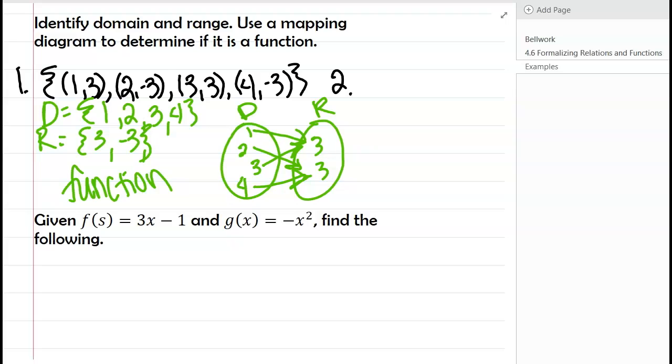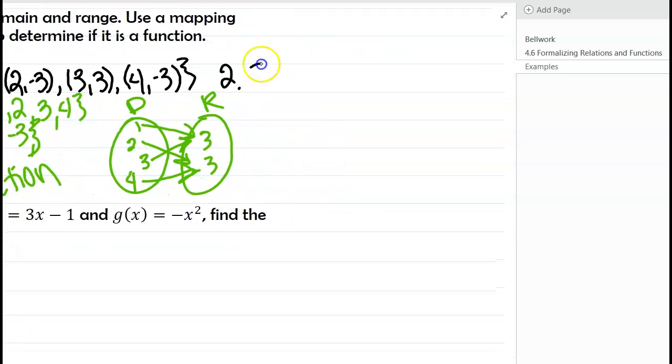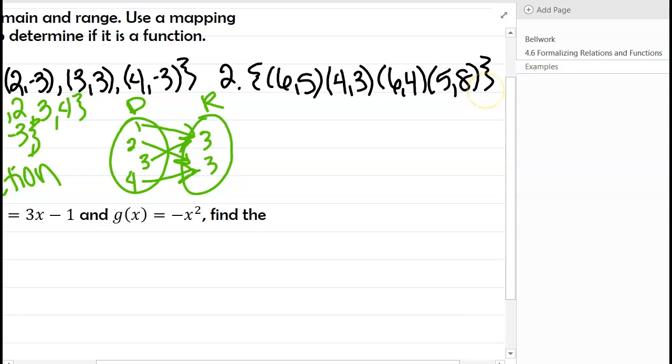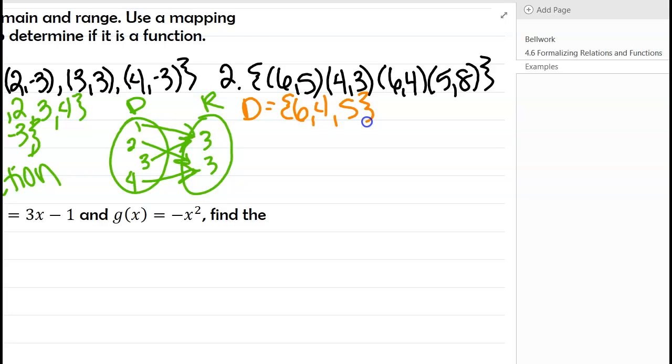Okay, number 2. Let's try another one of these. Number 2 says 6, 5, 4, 3, 6, 4, 5, 8. So, going to do the same thing. Want to identify the domain and the range. Remember, the domain are the things that are going into your rule. What is something that's going into this rule? 6. What else? 4. And 5. 6, 4, and 5, right? I know I have 6 right here again, but you don't need to list it twice. It's the same 6.